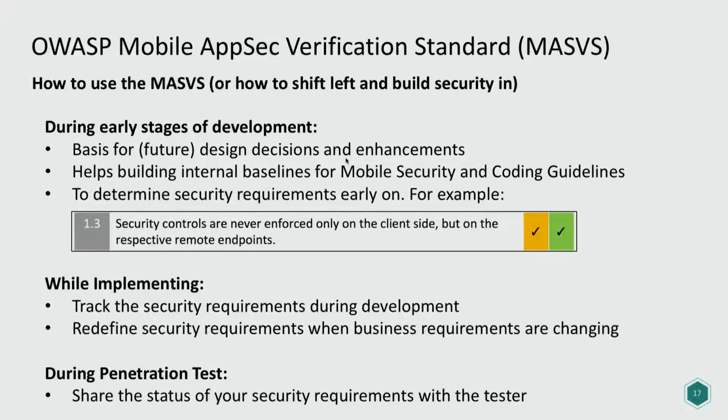So to determine the security requirements, let me give you another example. Security controls are never enforced only on the client side, but on the respective remote endpoints. I mean, it's a no-brainer, right? But at the end of the day, developers are, of course, always under a lot of pressure, and if you do not give these kinds of requirements to them, they will simply forget it or be under too much pressure to implement it. So for consistency, these security requirements should be shared with them in their Jira, in their Pivotal Tracker, whatever they are using, and then you just need to redefine those security requirements whenever there are any changes.